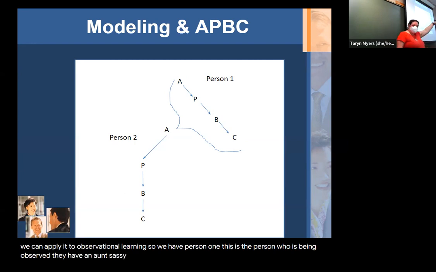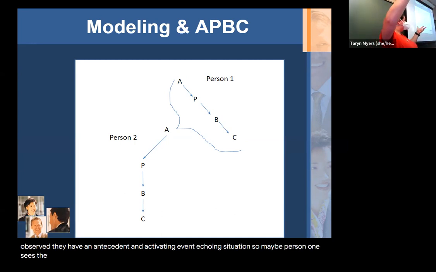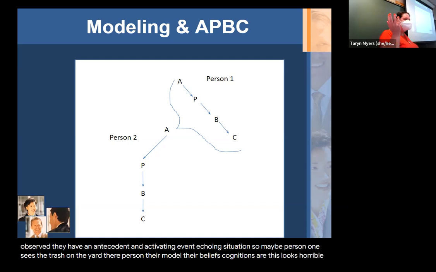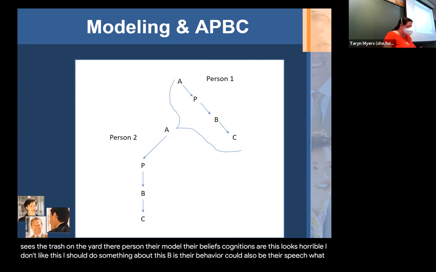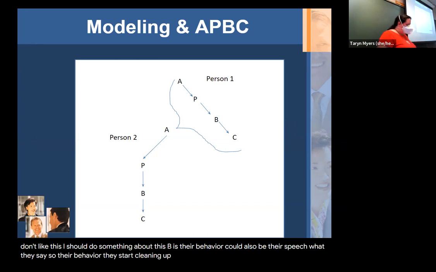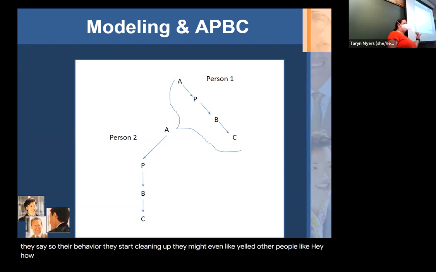They have an antecedent, an activating event, activating situation. So maybe person one sees the trash on the yard. Their person, their model, their beliefs, cognitions are, this looks horrible. I don't like this. I should do something about this. B is their behavior, can also be their speech, what they say. So their behavior, they start cleaning up. They might even yell to other people like, hey, help out here, right? And C is the consequences, that they might actually feel awesome after that, and the environment's going to look better.